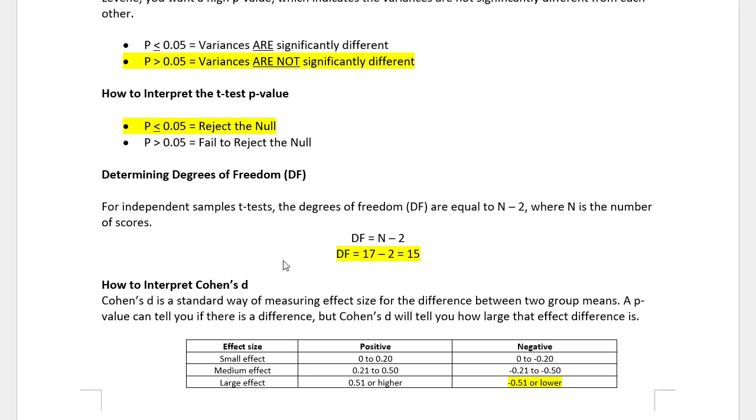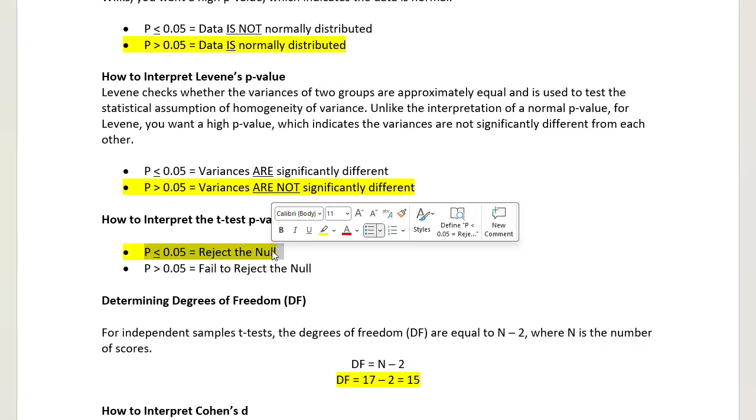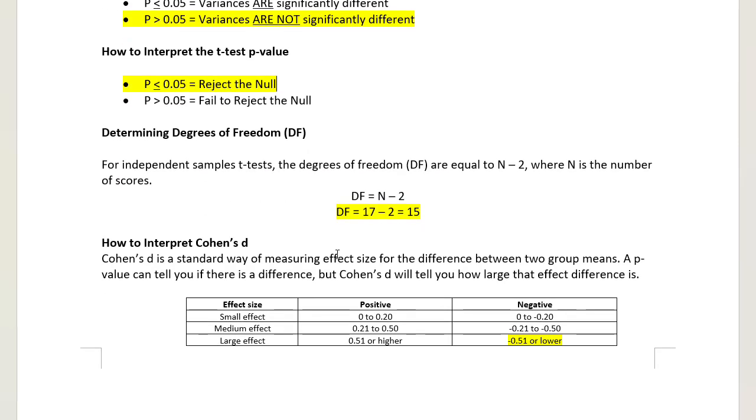And then how to interpret Cohen's d. Cohen's d is a standard way of measuring effect size for the difference between two group means. A p-value can let you know if there was a difference. So this p-value says that if we're rejecting the null, we know there's a significant difference. So we know there's a difference, but Cohen's d will tell us how big that difference is.